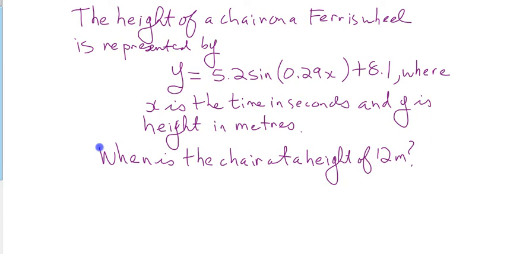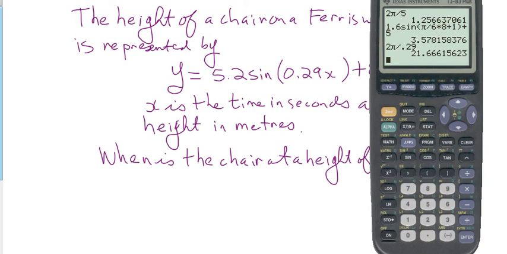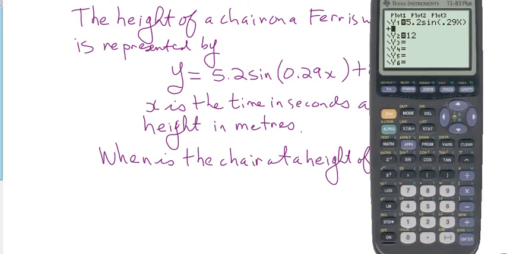That was the Y1, isn't that the 12 into Y2 and the intersection? Exactly. Okay, so we go to y equals, let's clear out what we got. I want the 12 in y2 because I want to know that height. I'm going to put 5.2 sine 0.29x plus 8.1.